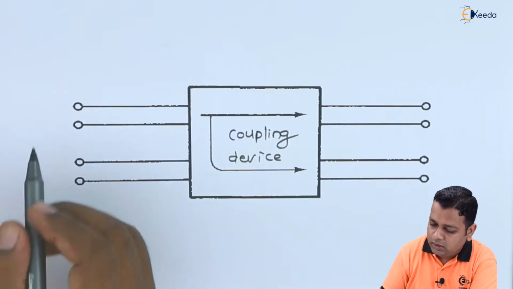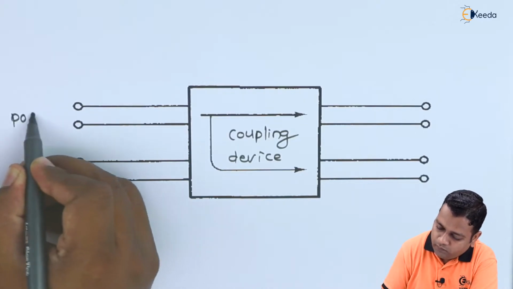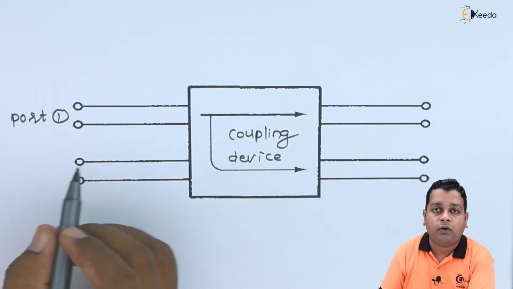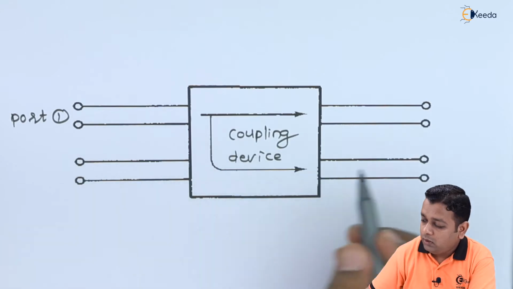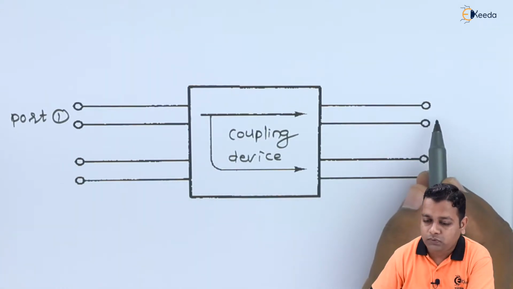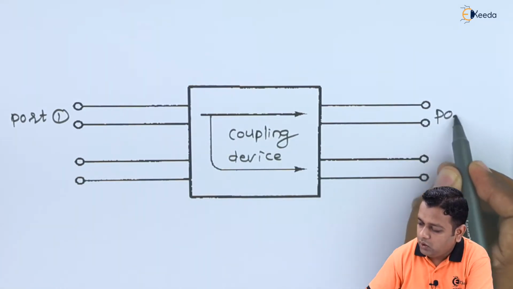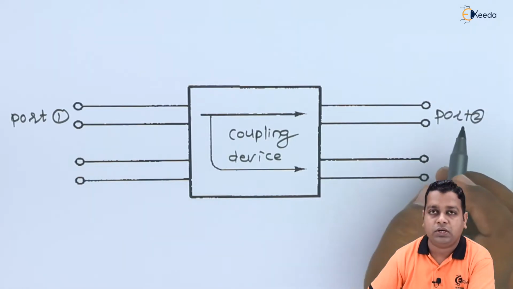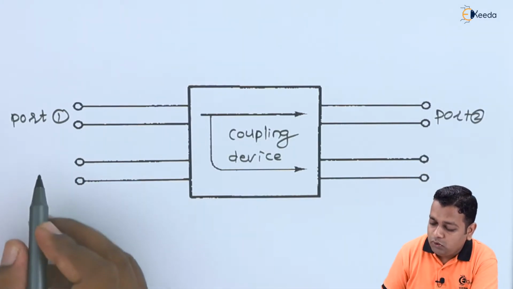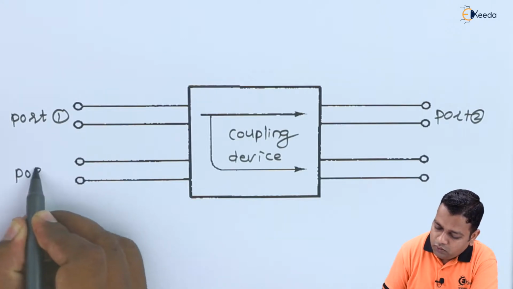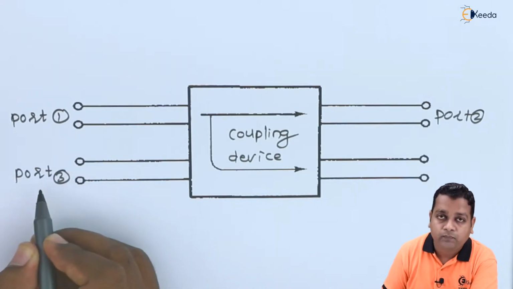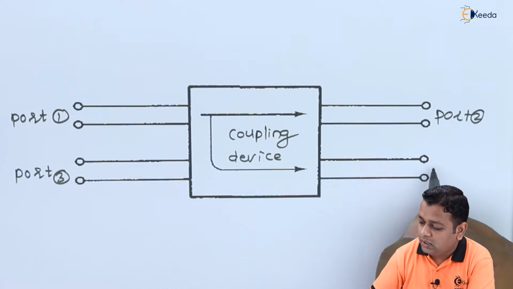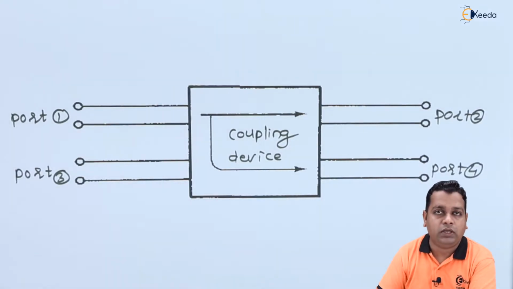Now we name port 1, the uppermost on the left hand side. The uppermost on the right hand side is named port 2, whereas at the bottom on the left hand side we have port 3, and at the bottom on the right hand side we have port 4 here.